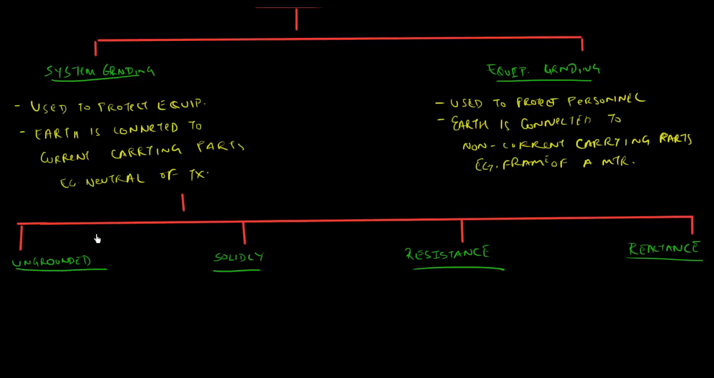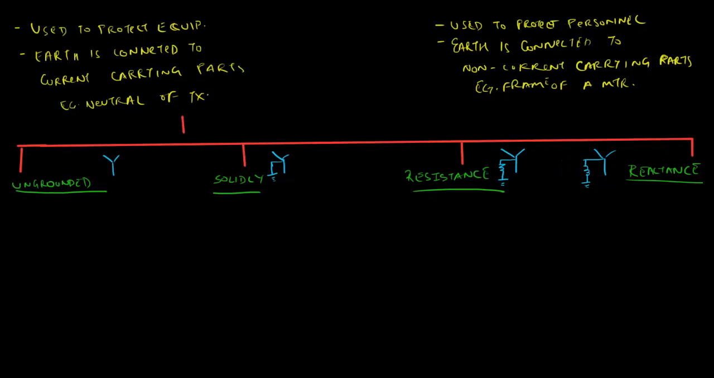So, an ungrounded system is this, where the neutral is not connected to the earth at all. A solidly grounded system is here, where the neutral is connected directly to the earth. A resistance grounded system is such where the neutral would be connected through a resistance to the earth. And a reactance grounded system, as the name suggests, would be through a reactance to the earth. Let's look at each of them individually now.